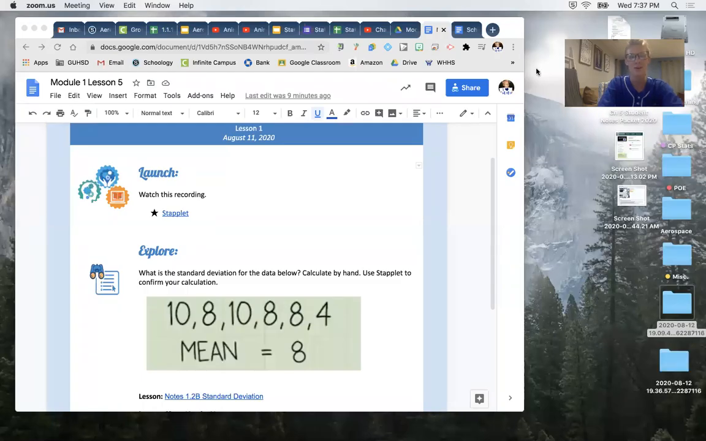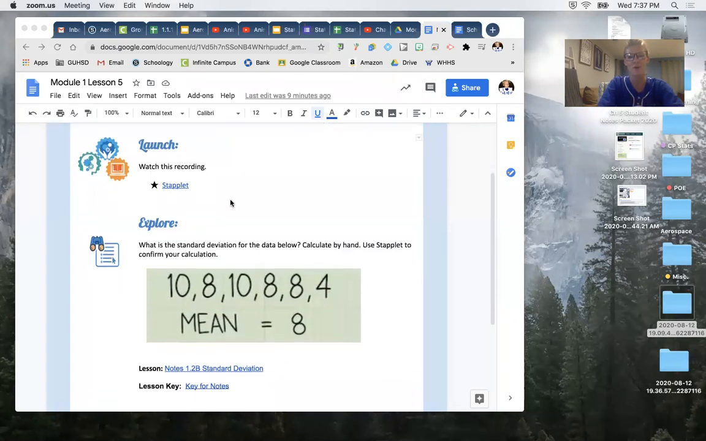Okay, so here we are on the last lesson of Module 1, and this is where we are going to calculate mean and standard deviation. You guys have already calculated mean a little bit, but now we need to talk about standard deviation.